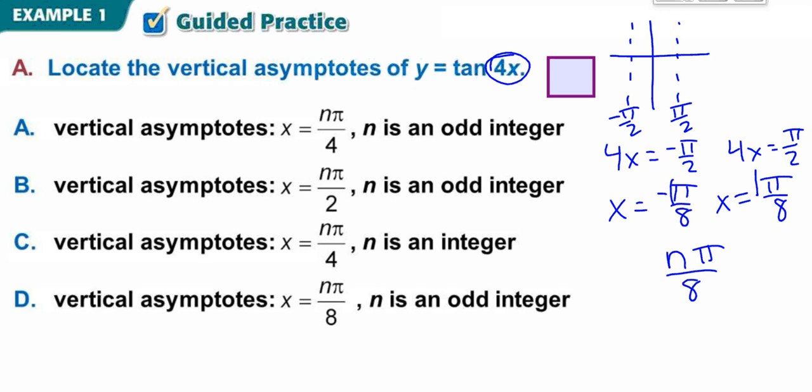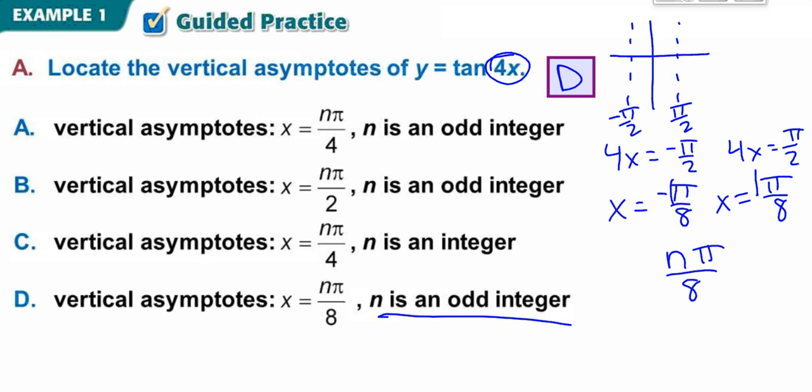Well, D. It's D, and that's the only one. But notice it says N is an odd integer there. The next one, which maybe I didn't get to. I don't know what happened there. So, for the next one is B.